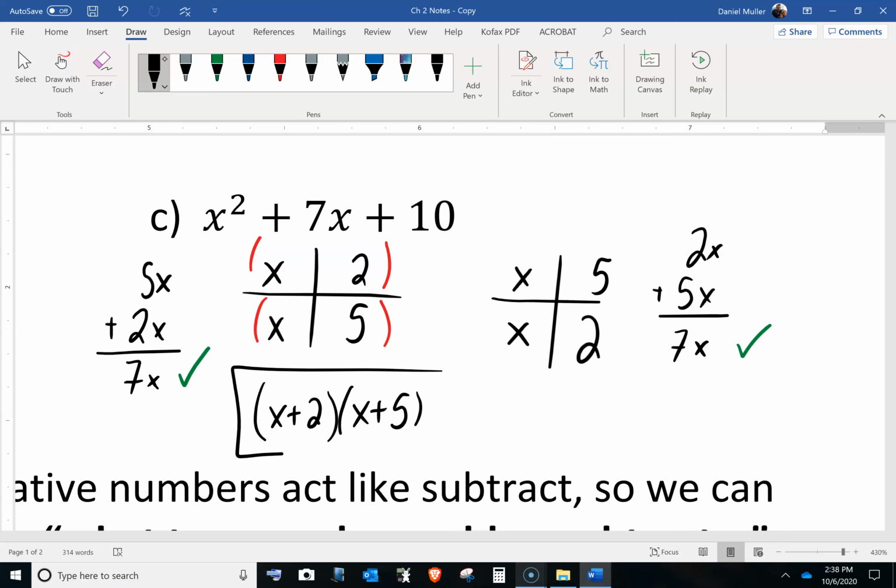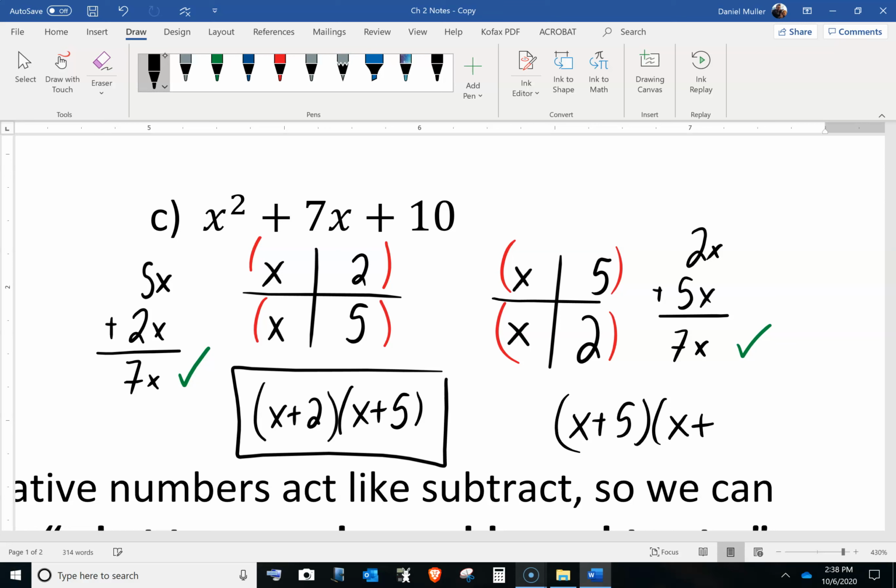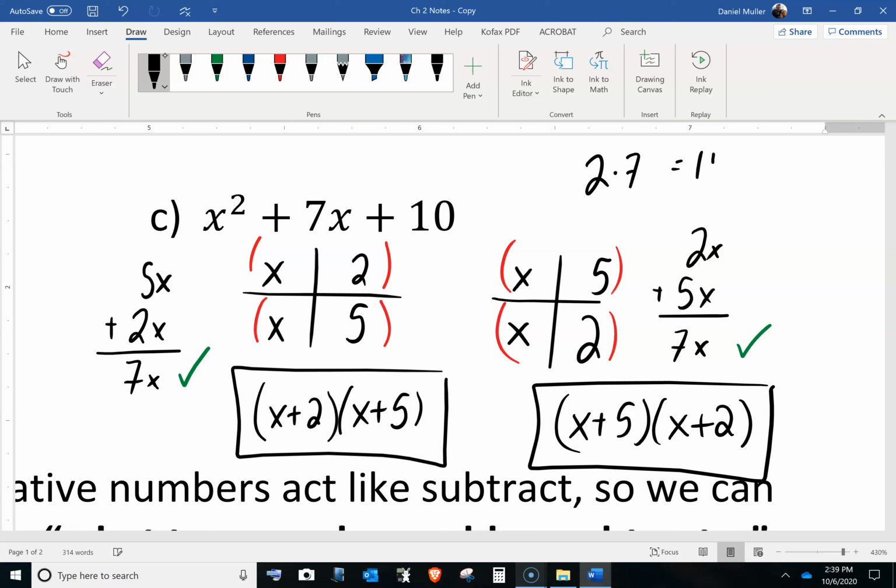And I'll put a box around that. And if you did it this way, then you would just have an x plus a 5 first, and then an x plus a 2, which is the same thing. It's just a different order. That's like saying 2 times 7, well, that's 14, but 7 times 2 is also 14. So order doesn't matter when you multiply. So I wrote down both. Again, doesn't matter to me what you do.